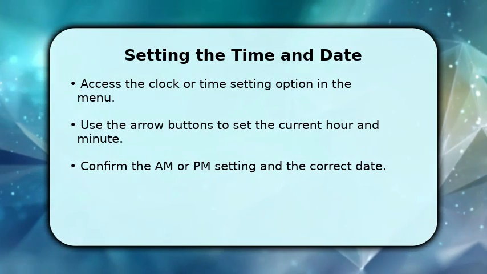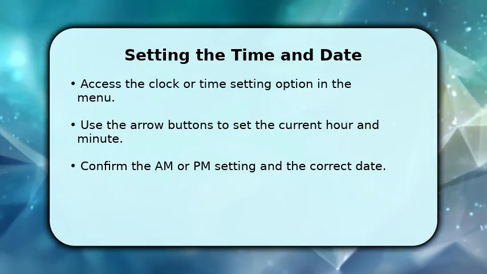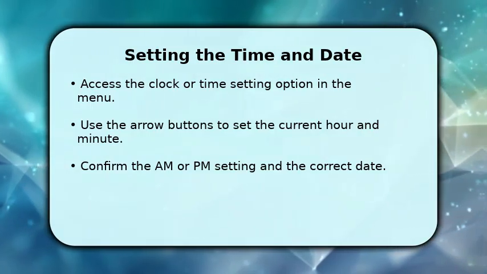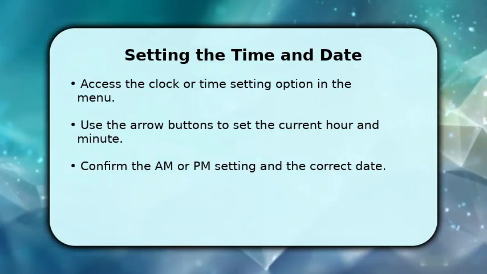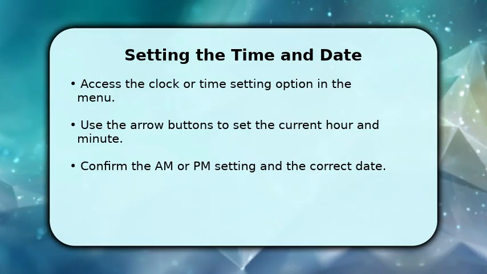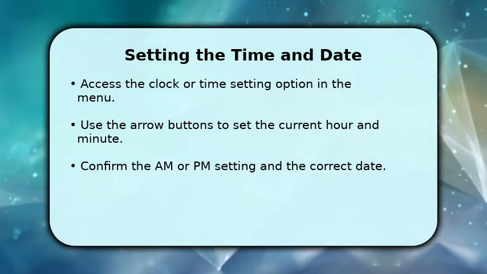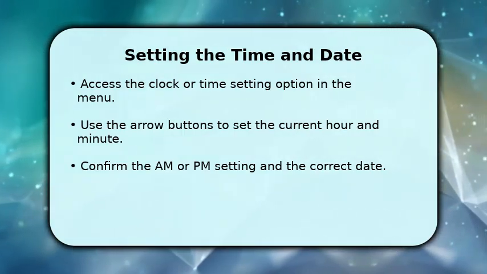Next, let's ensure your device's clock is accurate. Navigate to the clock or time settings within the main menu. You'll typically use arrow buttons to adjust the hour and then the minutes. Remember to confirm if it's AM or PM, and also set the correct date if that option is available.